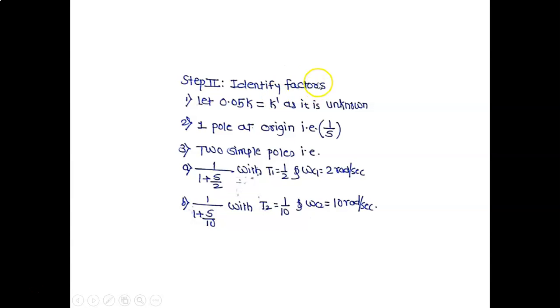Now identify the factors. Let 0.05K be equal to K dash as it is unknown. Second factor, one pole at origin, that is 1 upon s. Third factor, two simple poles, that is 1 divided by 1 plus s by 2 with T1 equal to 1 by 2 and omega C1 equal to 2 radian per second. Second simple pole, 1 divided by 1 plus s by 10 with T2 equal to 1 by 10 and omega C2 equal to 10 radian per second.